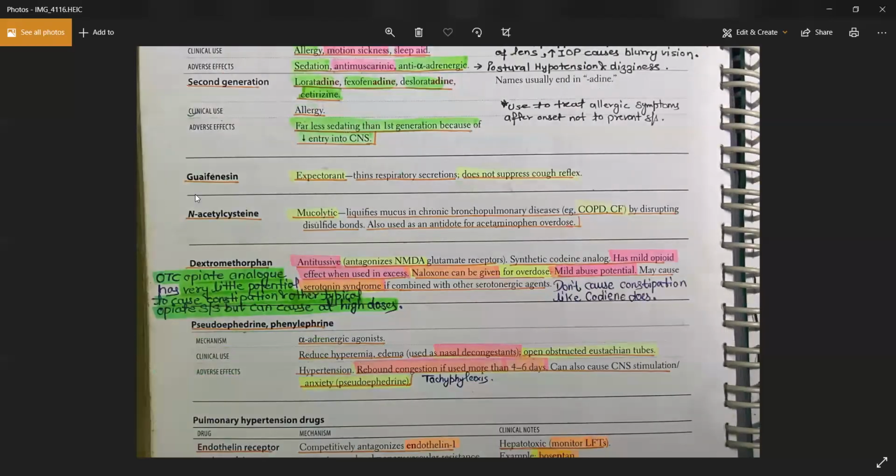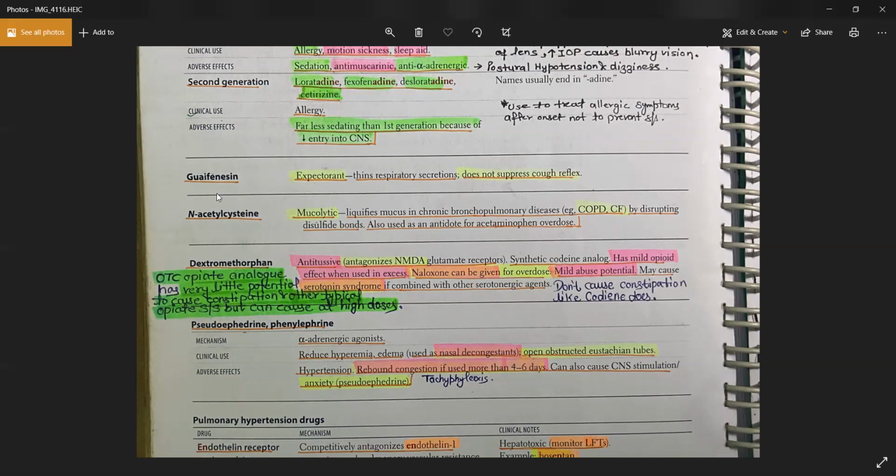So now the other agent you have is guaifenesin. This is an expectorant. That means it causes thinning of the respiratory secretions. Whenever a patient is having a very thick secretion, thick mucus plugging, this drug will help the patient. Please note it does not suppress the cough reflex. Cough will be there, but the fluid, which was very thick initially, now becomes very thin.